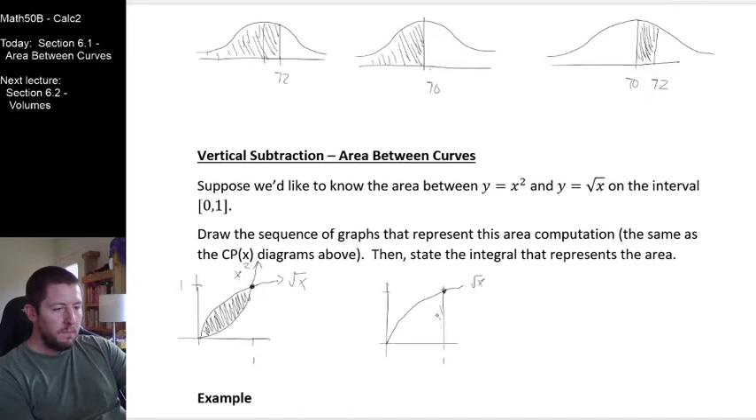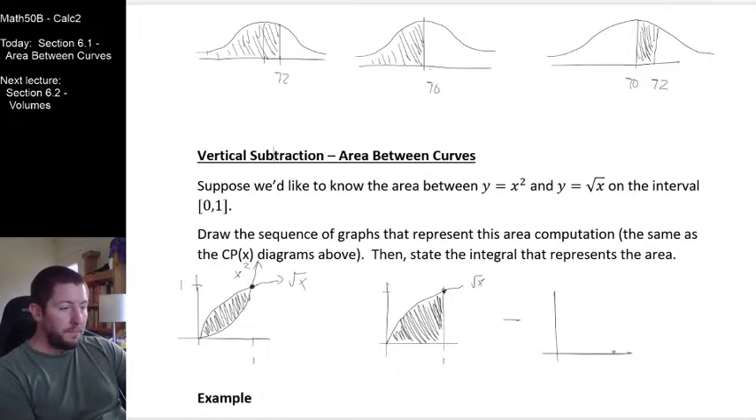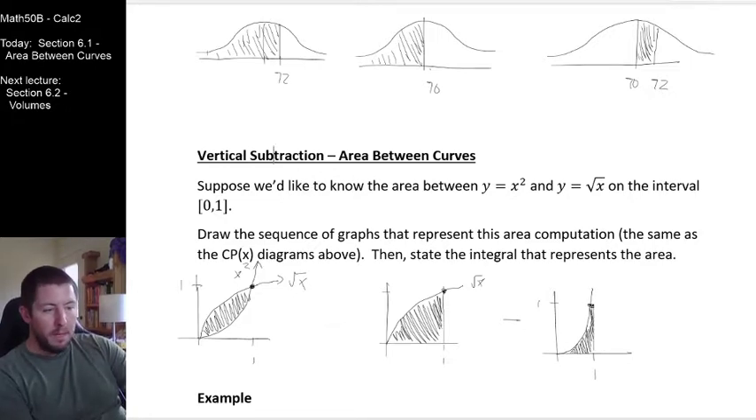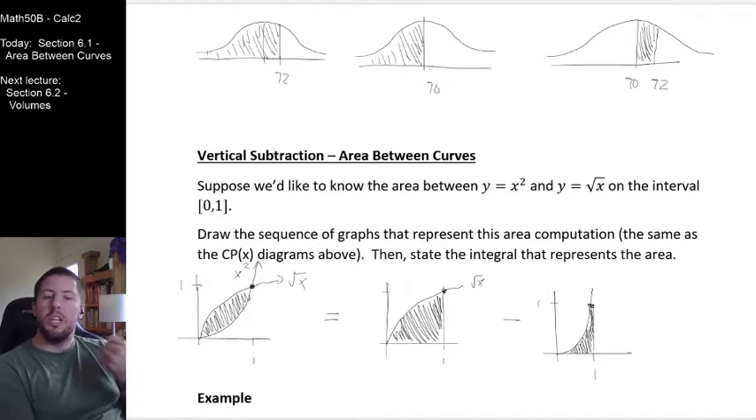Find this area. Oh, I wish my pen worked today. Unfortunate. I can subtract off now the x squared area. And exactly what I'm going to be left with is the area that is in between those two curves. That's right there.